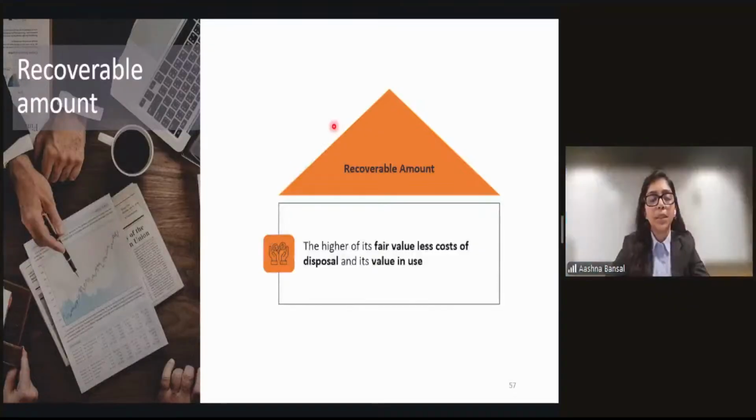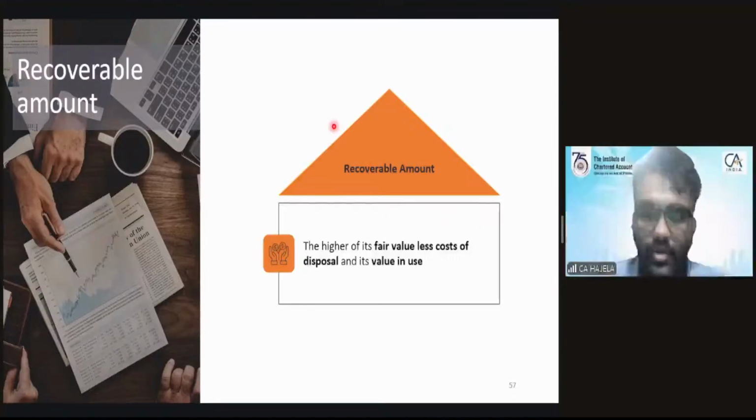Okay, sir. Another question is: under Ind AS 36, in which cases must an entity test an asset for impairment, even if there are no indications of impairment? For goodwill and for intangible assets which have an indefinite life, like apps or websites. These are the two cases where, irrespective of other factors, you have to test annually for impairment.